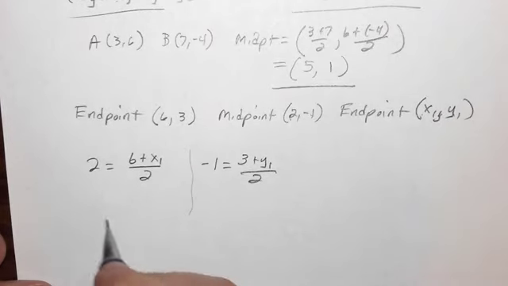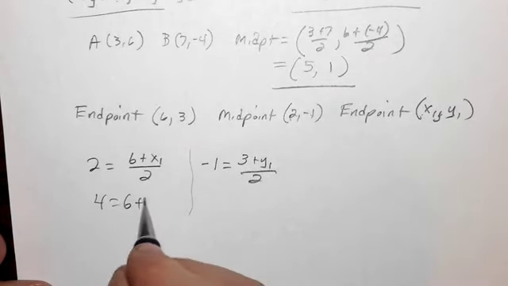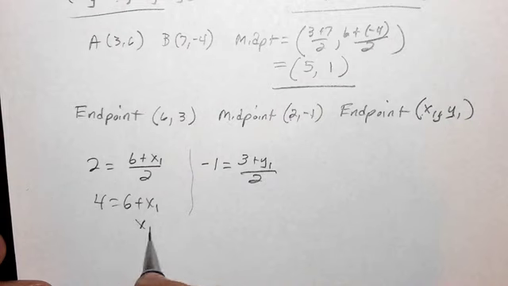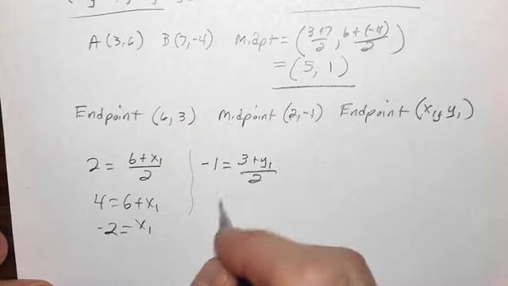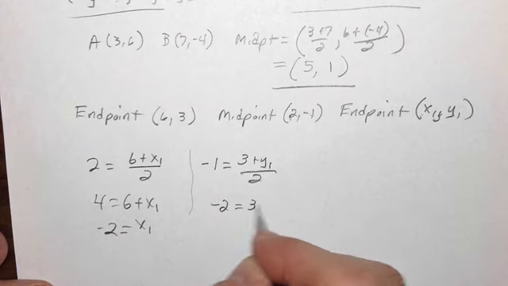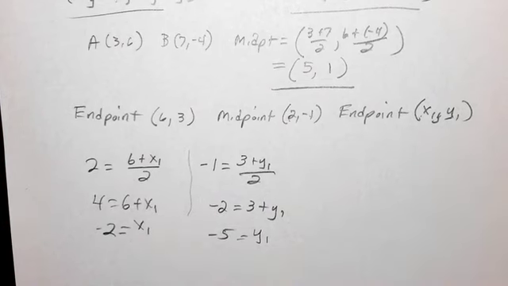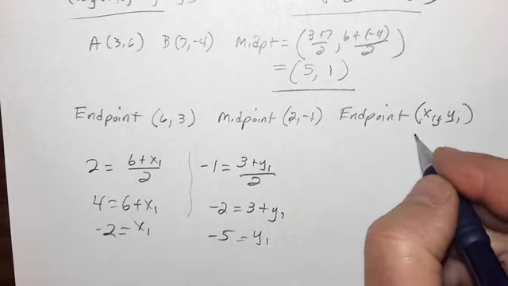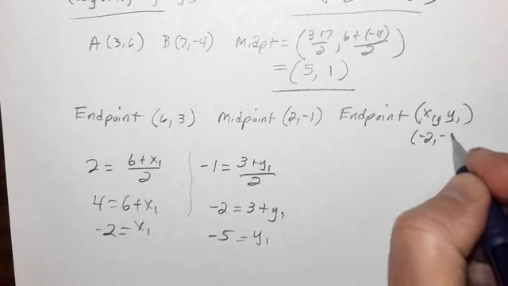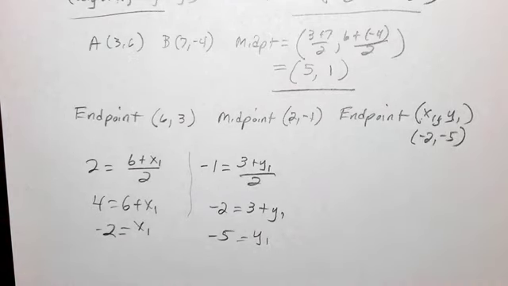Multiply by 2, I get that 4 equals 6 plus x1, so x1 equals -2. Multiply by 2, I get -2 equals 3 plus y1. y1 then is -5. So my other endpoint is the point -2, -5. And that's how you find a missing endpoint.